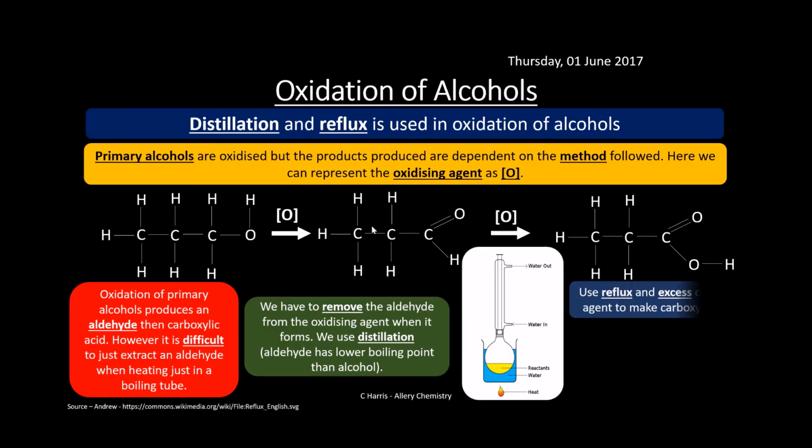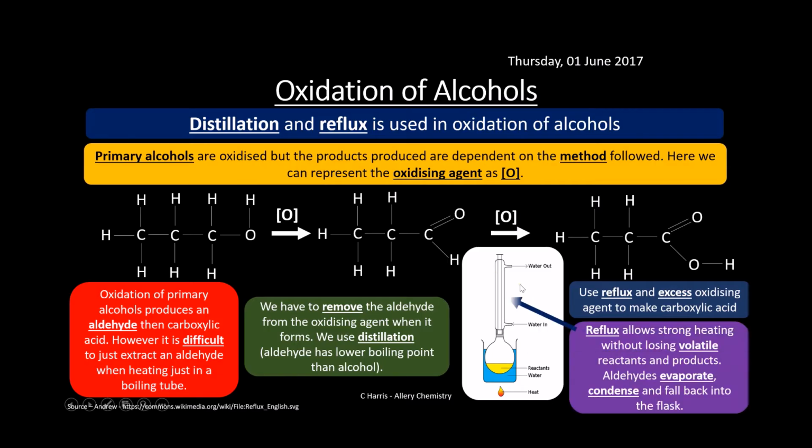Now, if we oxidize it further, in other words, if we use a reflux instead of distillation, then actually what we do is we form this, and then this oxidizes further to form your carboxylic acid. So we're going to use reflux and excess oxidizing agent, so loads of that, and that's going to make our carboxylic acid. Now, reflux allows strong heating without losing volatile reactants and products.